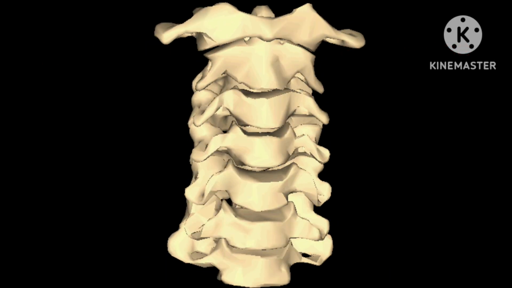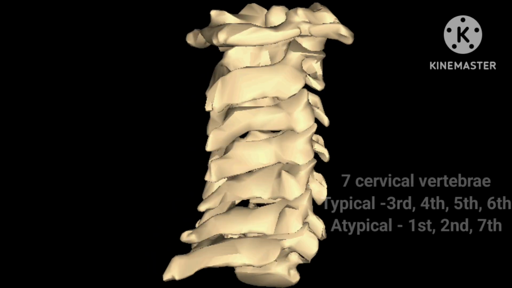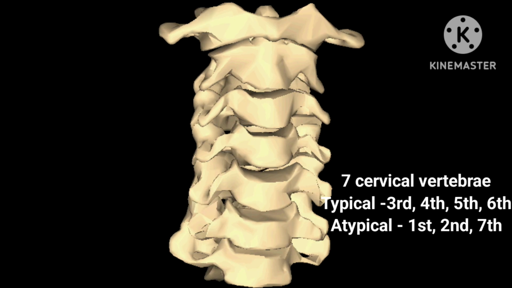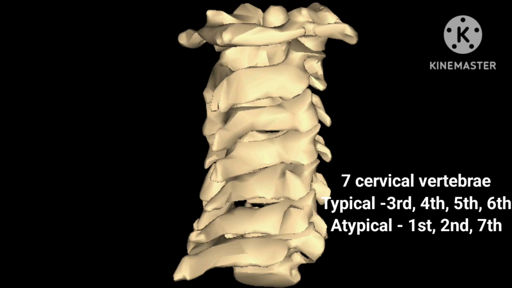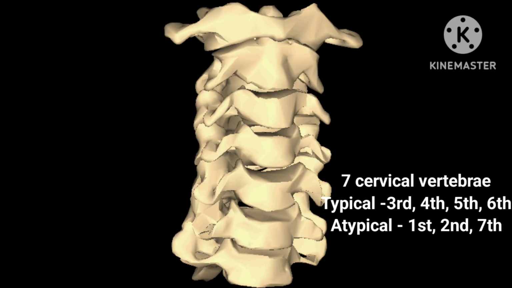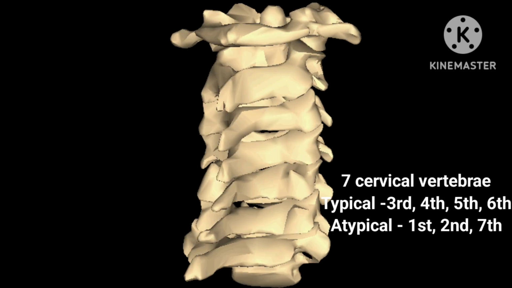Cervical vertebrae. There are 7 in number. Typical cervical vertebrae are the 3rd, 4th, 5th and 6th. Atypical cervical vertebrae are the 1st, 2nd and 7th.